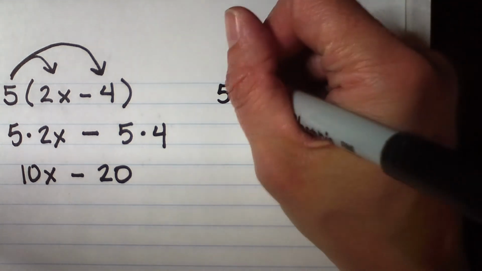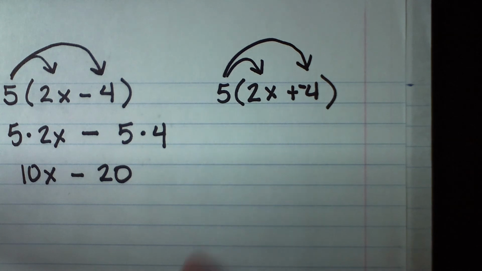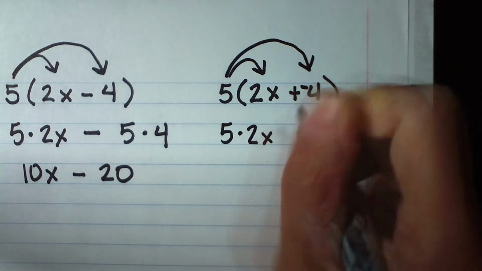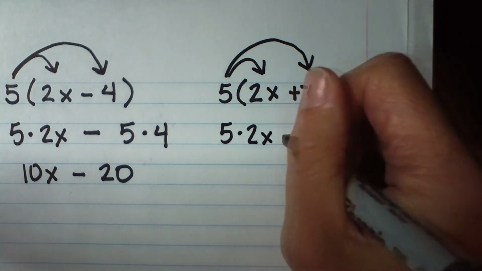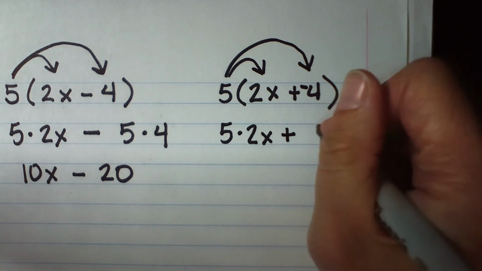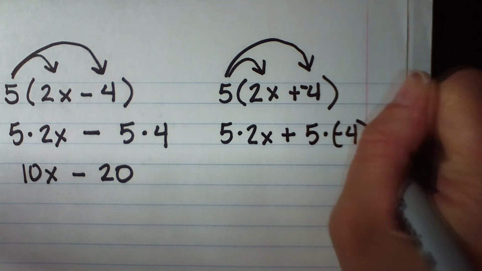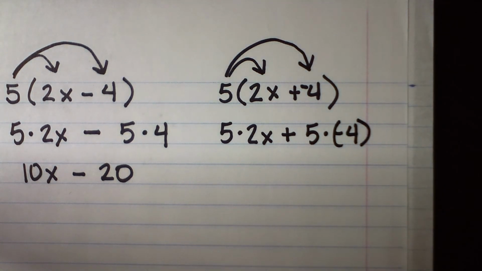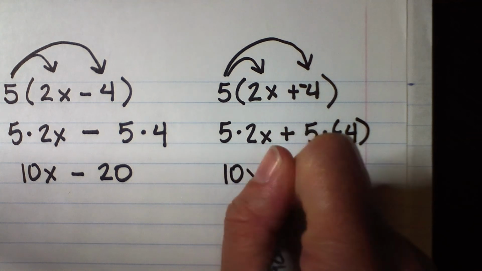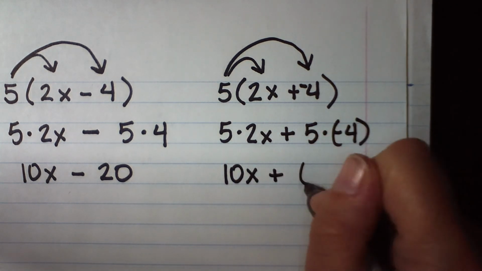So now I'm going to see what happens if I use the distributive property. Now I'm going to have 5 times 2x, and now I have an addition sign, so I'm going to put plus, and then 5 times negative 4. I'm going to put that in parentheses just so we recognize that that's a negative there. So 5 times 2x gives us 10x, plus 5 times negative 4 gives us a negative 20.